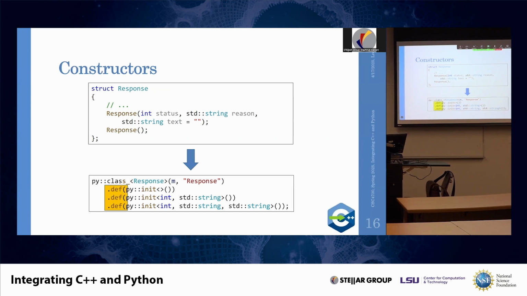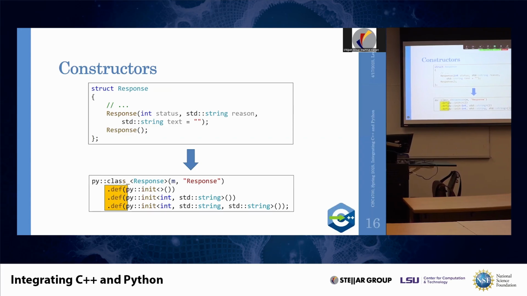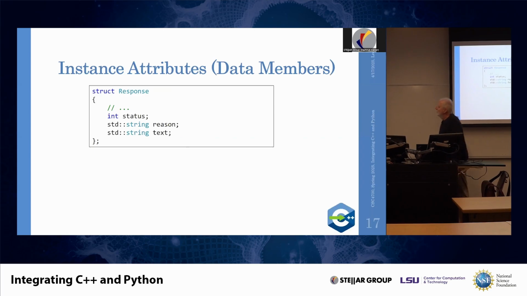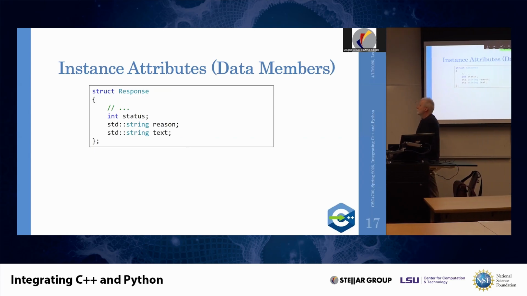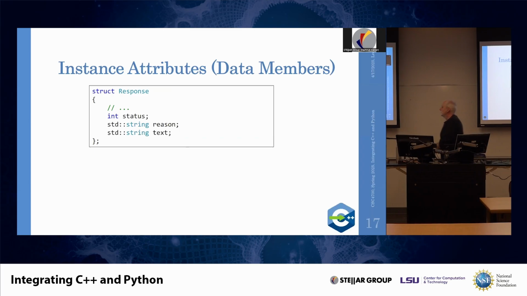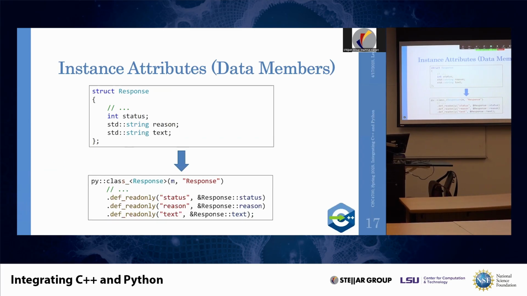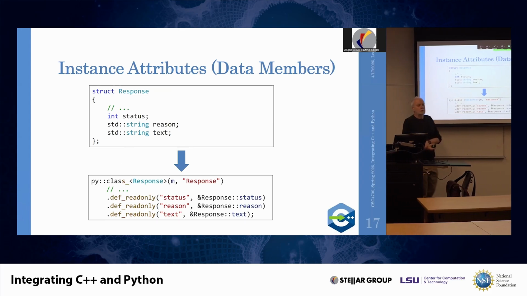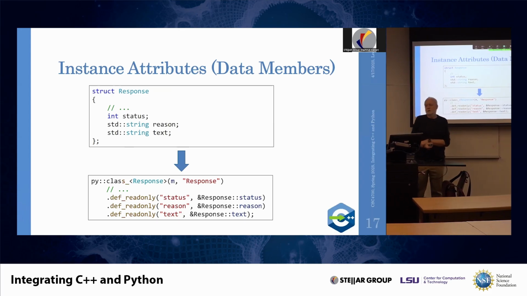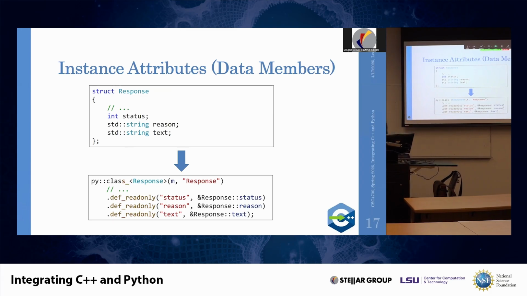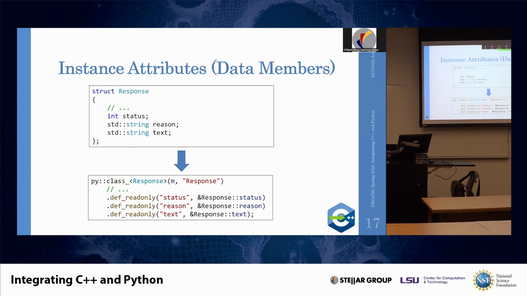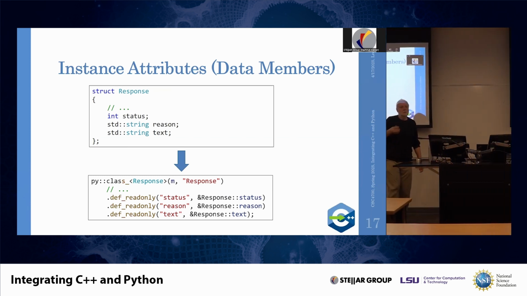So that .def is kind of the workhorse of defining functions on objects or global functions in PyBind11. The three instance attributes, called data members in C++, you can bind them easily, and here I want to bind them in a read-only way because there's probably no reason to change them afterwards. All you're interested in is looking at them. So what I do is def_readonly. Again, the first argument is a name to be used on the Python side.